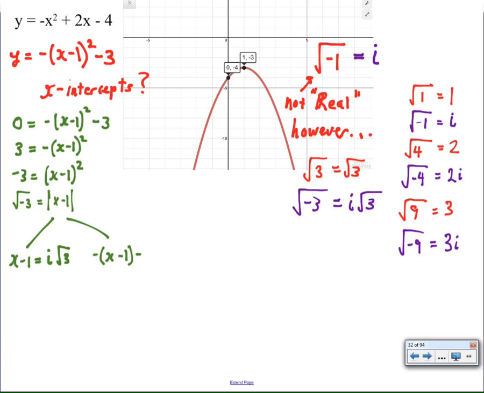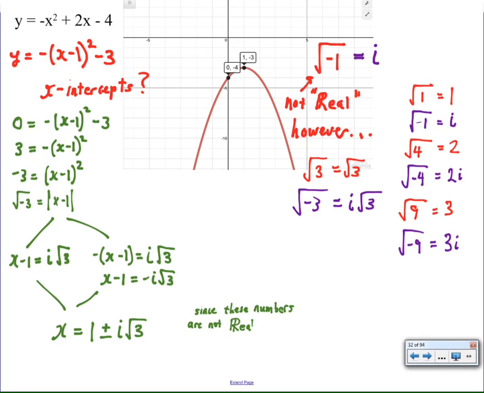So I break up the absolute value by considering both positive and negative alternatives, but you'll notice here, instead of negative square root of 3, I wrote i square root of 3 and i square root of 3 here. And I'm going to get rid of the negative sign on this one by multiplying both sides by negative 1. And in the end, I determined that the two solutions to the equation are x equals 1 plus or minus i square root of 3.